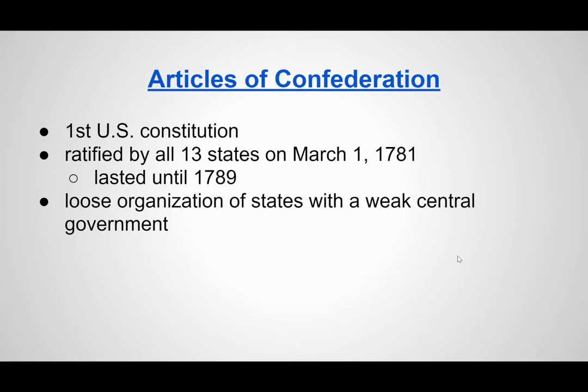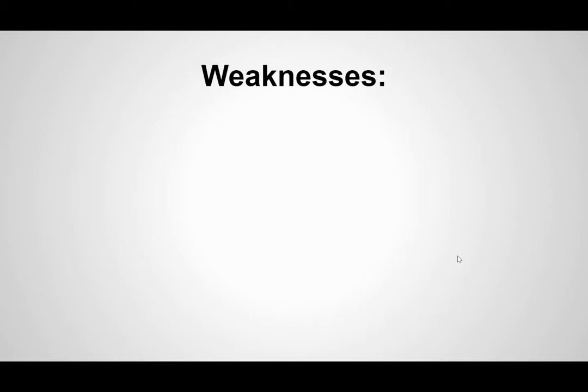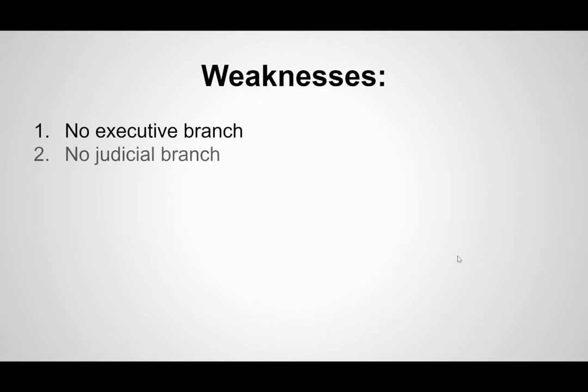But the Articles of Confederation had a lot of problems because they made the government so weak. So here are some of the main weaknesses. There was no executive branch, so there's no president under the Articles of Confederation. There was no judicial branch, so there was no national court system. There was a legislative branch, so there is a Congress, but Congress had very limited powers. Congress had no power to tax. So remember, one of the reasons the revolution started is because of all of the taxes that the colonists were forced to pay. So it makes sense that they wouldn't want to pay taxes in their new country.